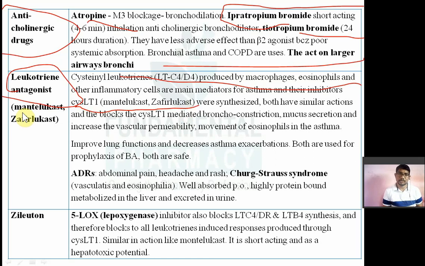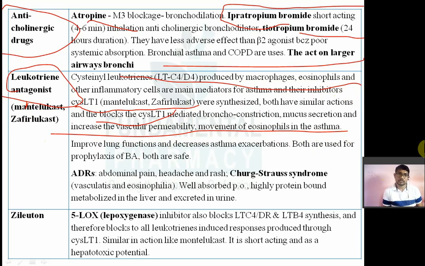Montelukast and Zafirlukast were synthesized and both have similar action. They block the cysteinyl leukotriene receptor 1 and therefore prevent leukotriene-mediated bronchoconstriction, mucus secretion, and increase in vascular permeability. Movement of eosinophils is also prevented.